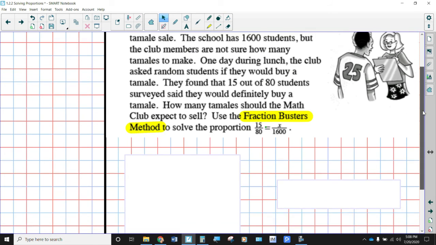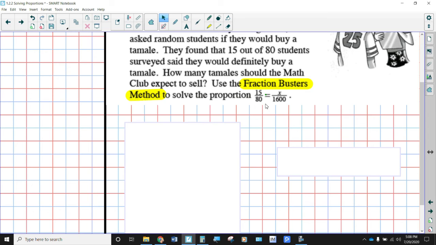Now, honestly, this one sets up nicely for the giant one because you see 8 goes into 16 twice. So I think if you multiply 80 times 20, that's going to give you the answer. But they don't want us using the giant one here. They want us using fraction busters. So go ahead and pause, set up that ratio. Go ahead and do your cross multiplication and see what x is equal to.